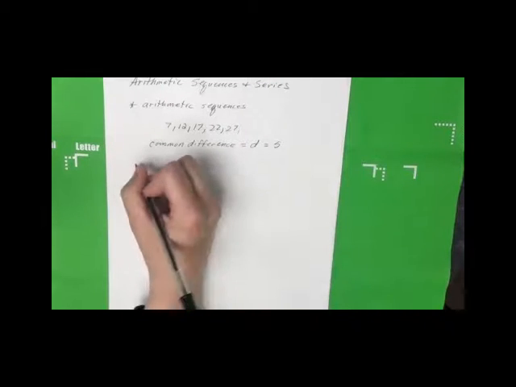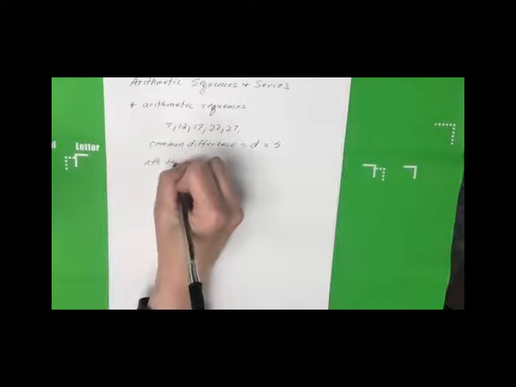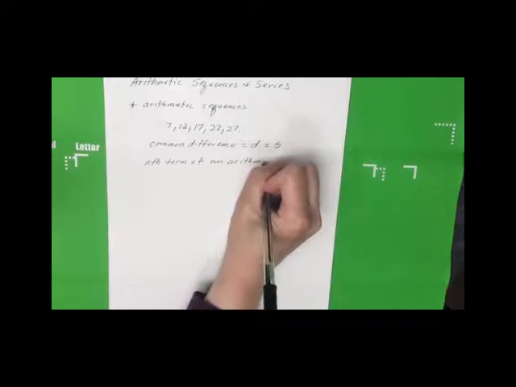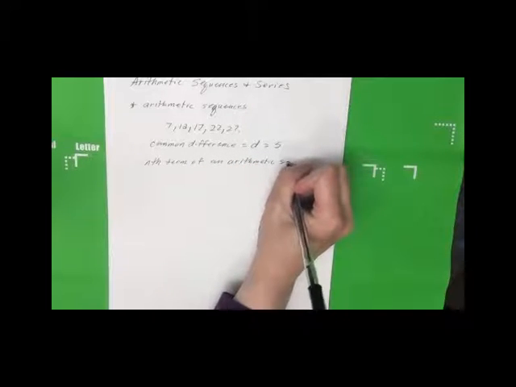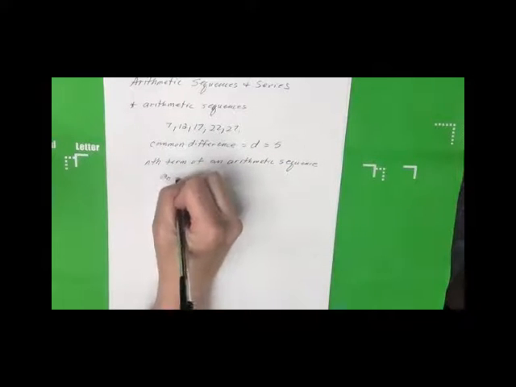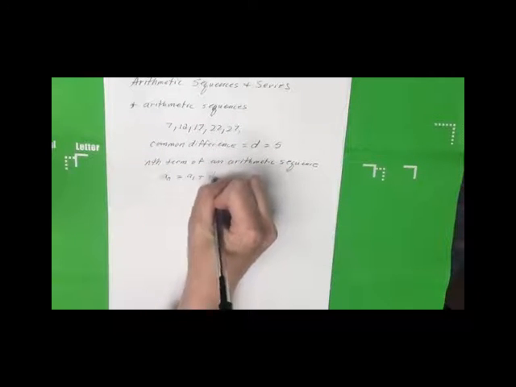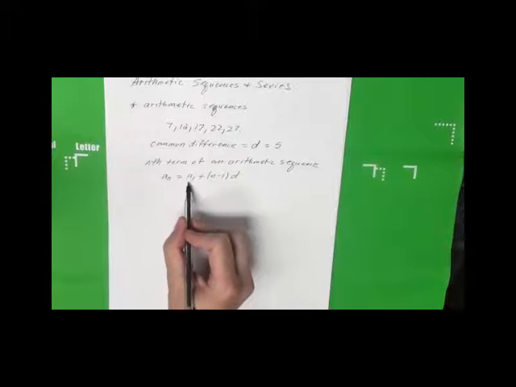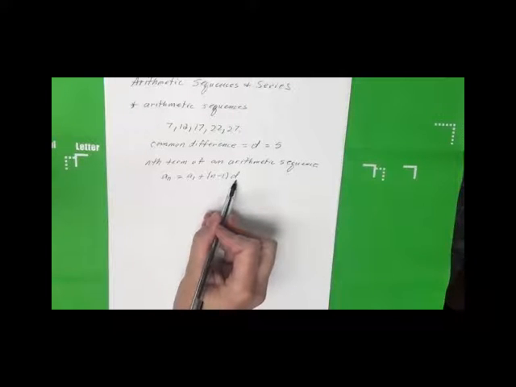Now, as far as the formula for the nth term of an arithmetic sequence, we have that a sub n equals a sub 1 plus n minus 1 times d. a sub n is the nth term, a sub 1 is the first term, and d is the common difference.